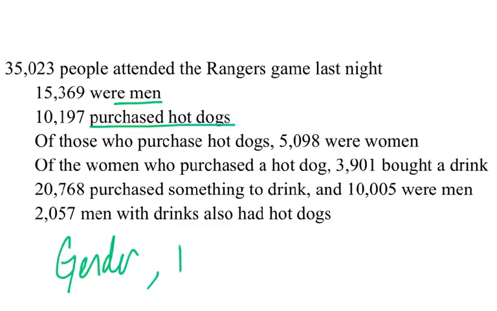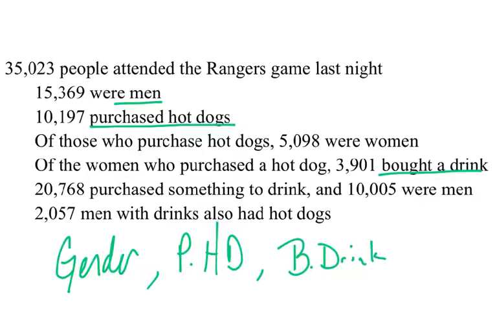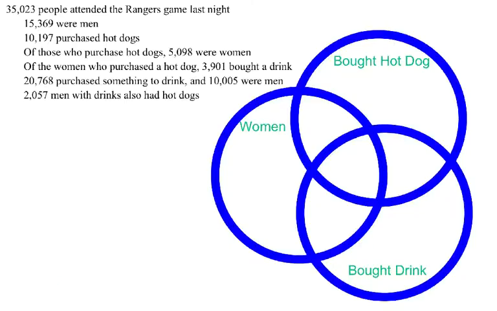Purchasing hot dogs is another category. And then buying a drink, purchasing a drink, is a third category. So that means that there are going to be 3 circles in this Venn diagram, and I went ahead and chose 3 titles for each. So remember, if it's not in the women's circle, it's a man. So make sure that you can identify each of these sections of this Venn diagram before you get going.